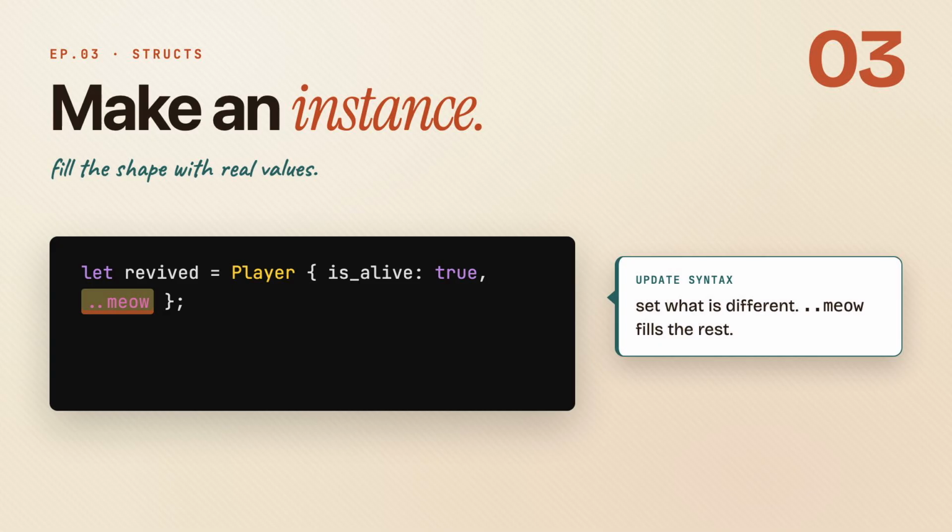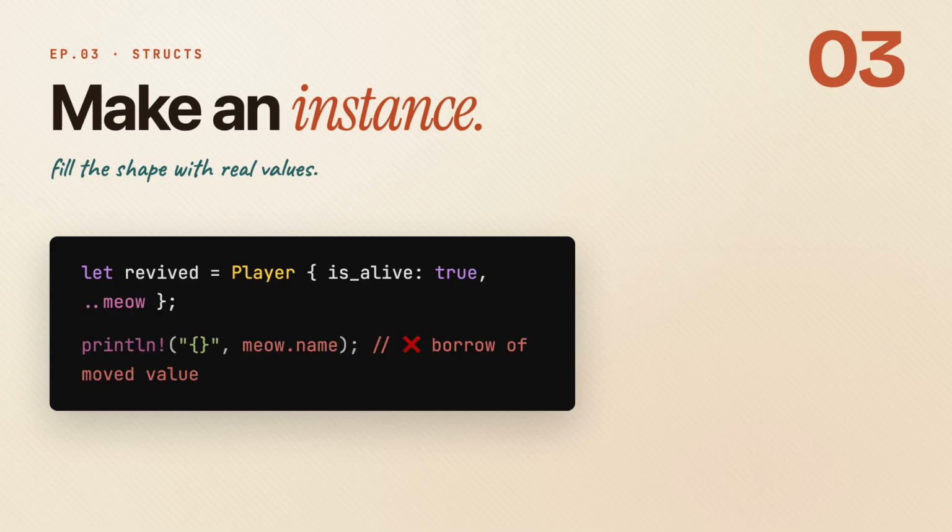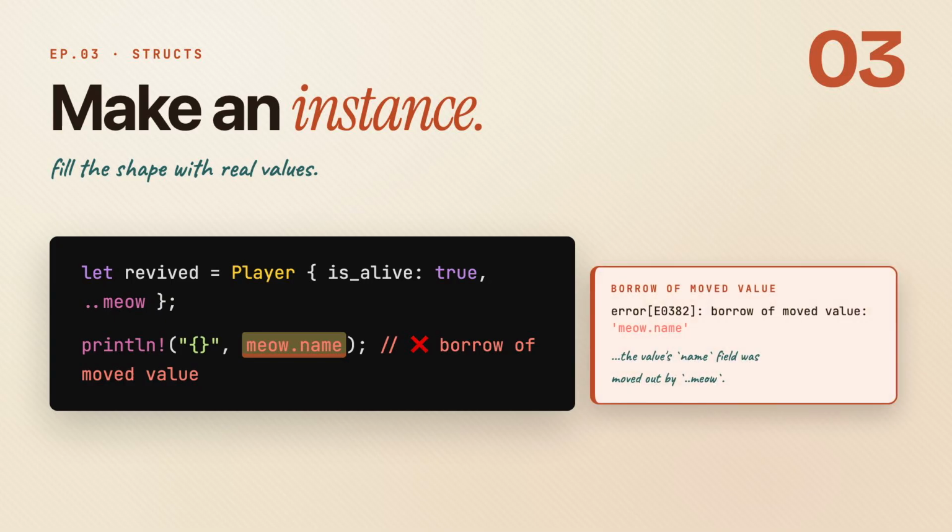Now let's see, if you need a copy with one thing changed, where just one small thing is different, then two dots bring back the old value and the rest of the fields come from there. Here Meow comes back to life.